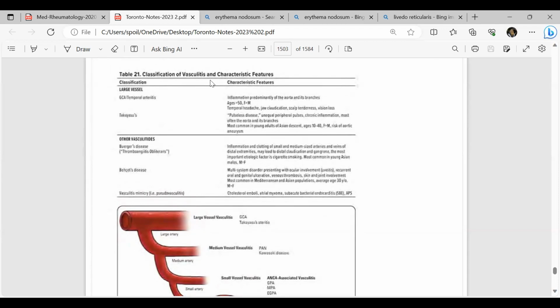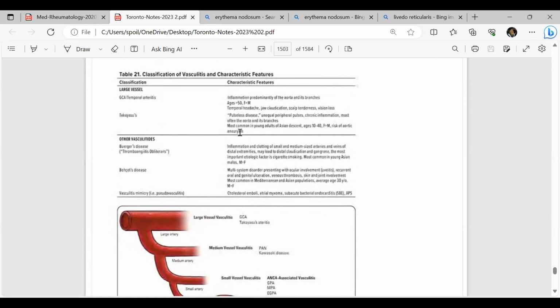Okay, then classification of vasculitis and characteristic features. Large vessels: GCA, temporal arteritis, inflammation predominantly of the aorta and its branches. Age is greater than 50, and it's more common in females. Temporal headaches will be there, jaw claudication, scalp tenderness, and vision loss. It's temporal, so the temporal arteries are involved, and temporal headache will be there.